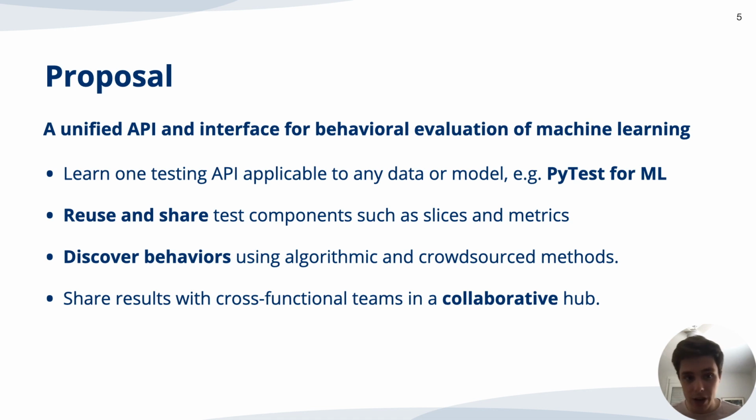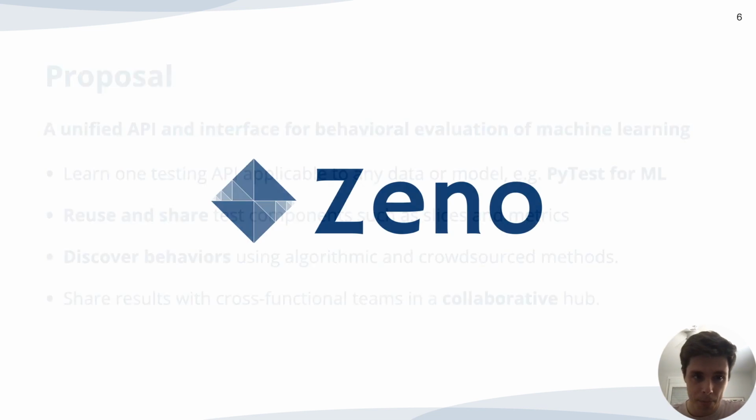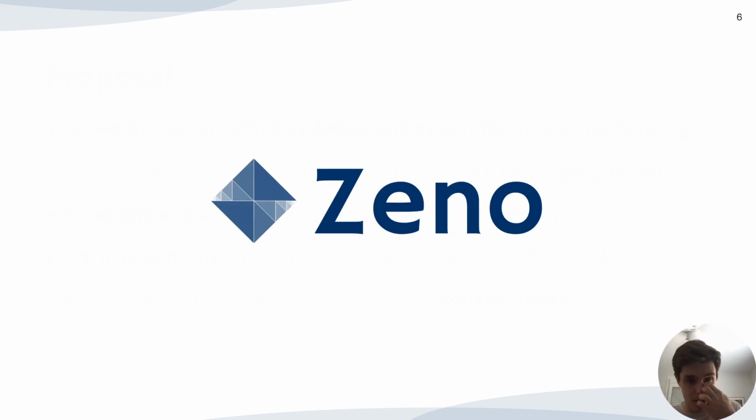People could reuse and share these components. You could even include more intelligent features like discovering behaviors of potential use cases, and then you can treat it kind of as a central hub that anybody on a team could use and collaborate on. So the system that we ended up prototyping, given these insights that we had from the interviews, is called Zeno.